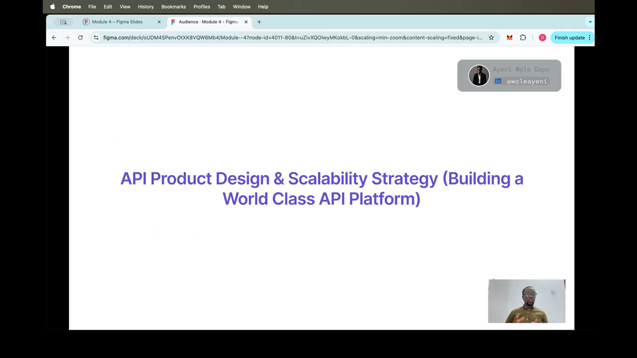In this section, we'll be looking at API design and scalability strategy. As a product manager, it's important for you to have some of these capabilities embedded in your APIs, or even start thinking about them early enough while you're building out your API strategy for your current organization.